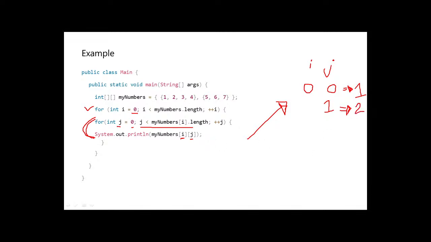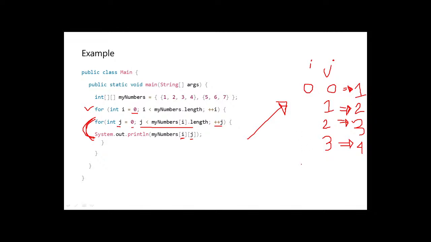Next, it proceeds through the inner loop. J is plus plus, so it becomes 2. So 0, 2 is, what is 0, 2? 3. Okay. Next, J is 3. 0, 3 is 4. So the inner loop is finished.